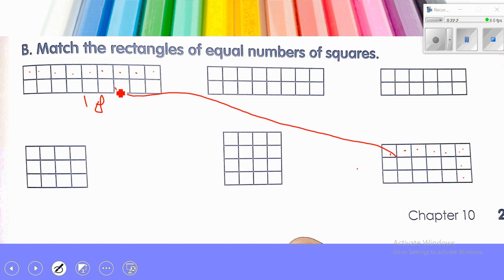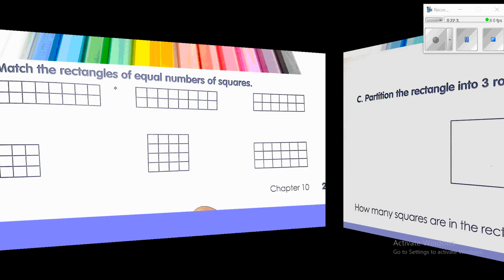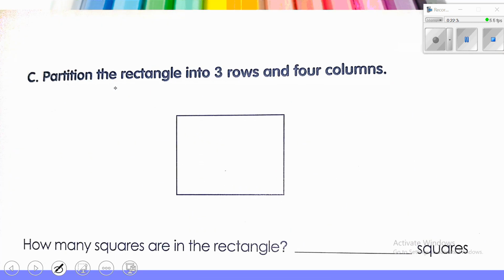Also, you have to count which one has the same number as the other one. Here you have to bring your ruler and partition this rectangle into 3 rows and 4 columns. Remember the rule: number of lines, row, column minus 1. After you partition, you have to remember and tell me the number of squares.